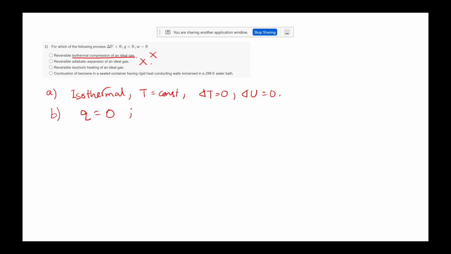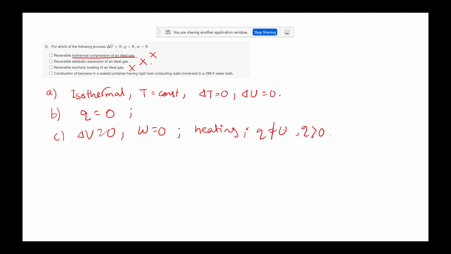Third option, reversible isochoric heating of an ideal gas. Isochoric means delta V equal to 0, that makes W equal to 0. But heating means there will be some heat exchange, so Q not equal to 0, and since it is heating, Q will be greater than 0. So this is also not possible.